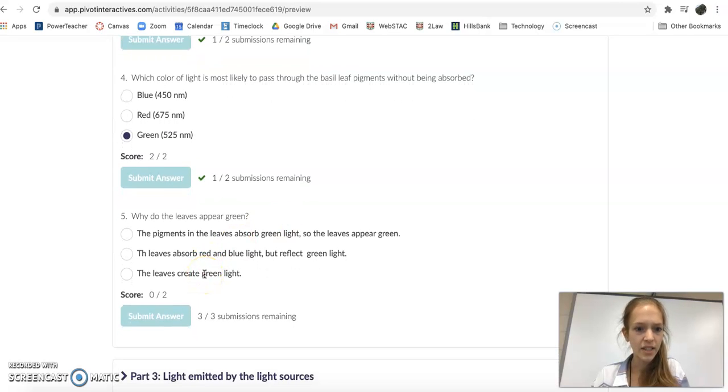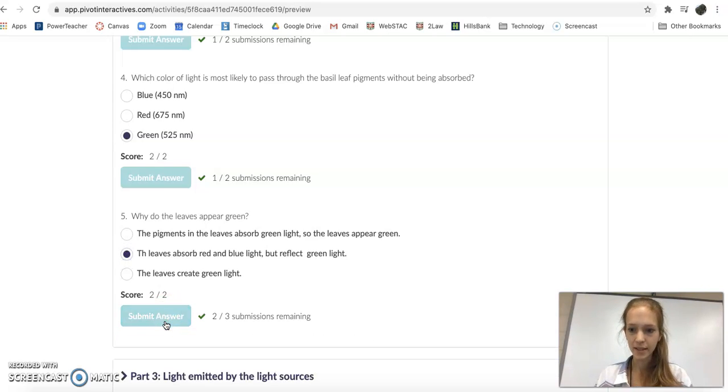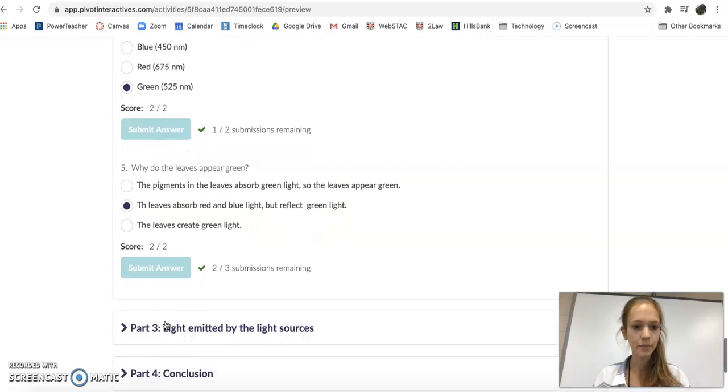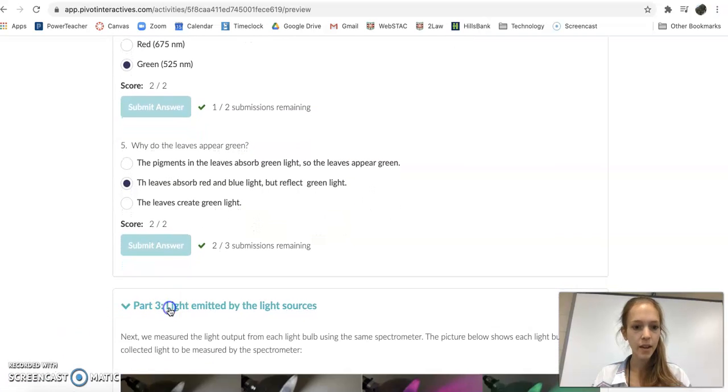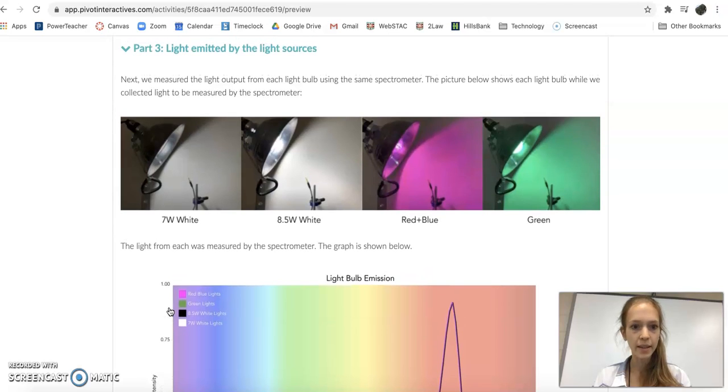And then the last answer is the leaves create green light. I mean, that'd be really cool. But I'm just going to let you know, leaves do not create green light. As soon as I learn that that's a plant I can buy, I will pass the information along. But it looks like this is probably the best answer, and that ends up being correct. So let's move on to this part 3.